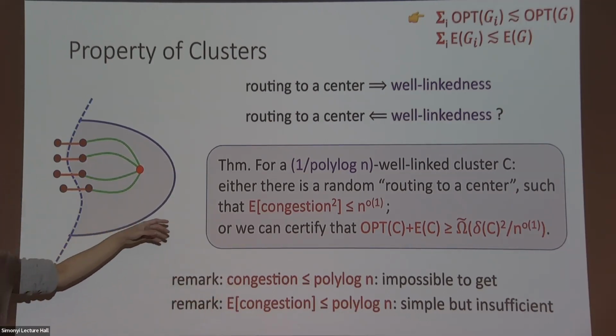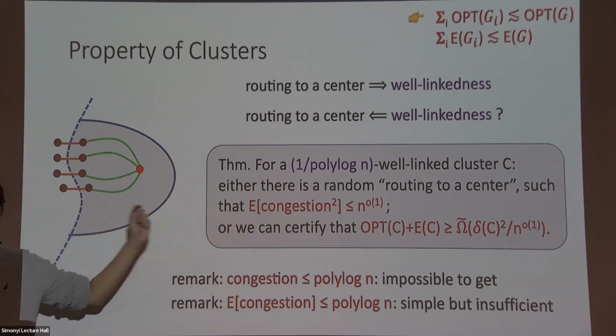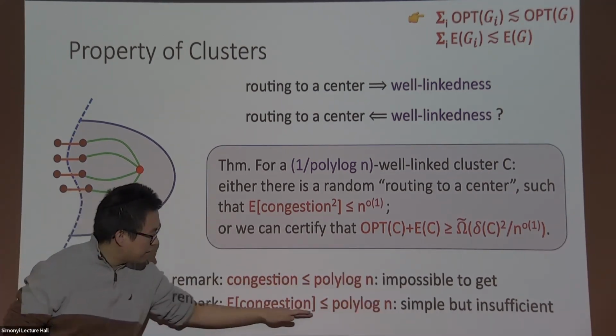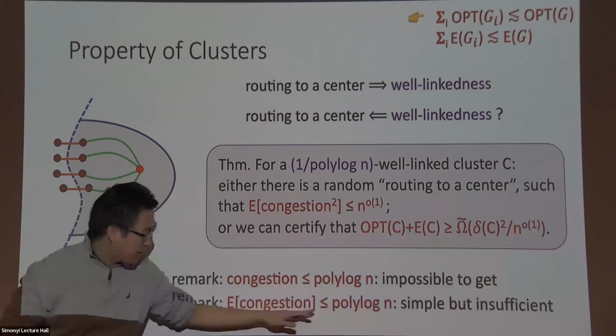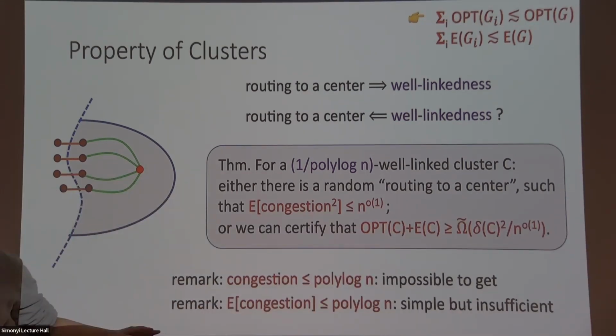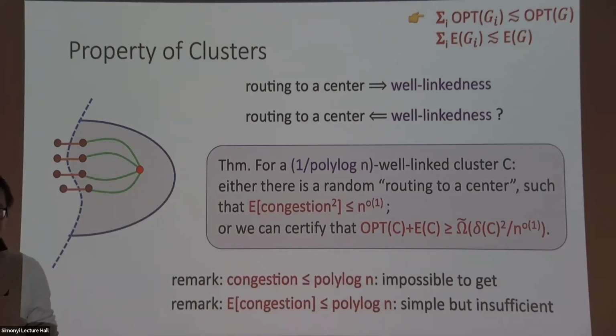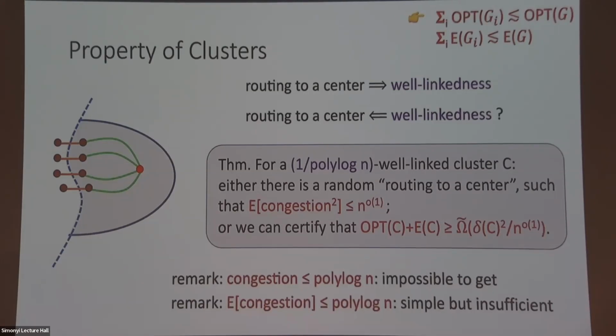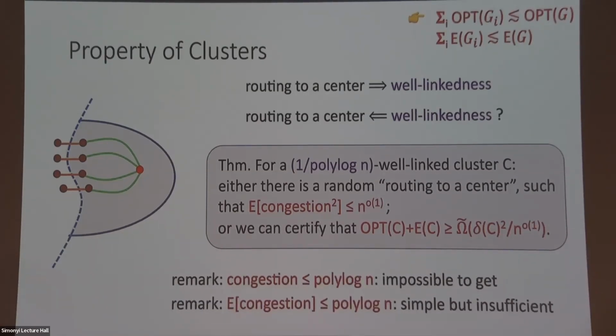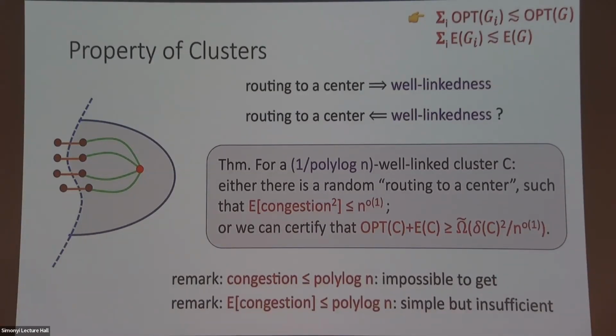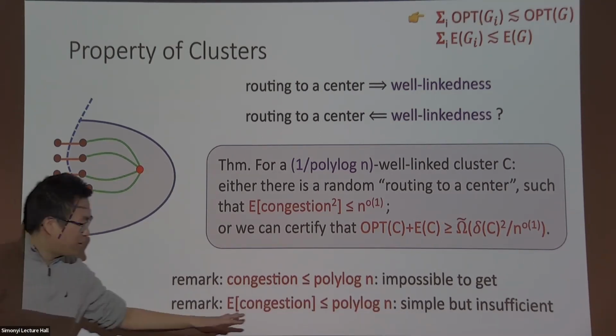We have to do this randomizing. So the expectation of congestion: if we want the expectation of congestion, we can get polylog n, but that is not enough. The expectation of congestion is polylog n. This is just guaranteed by well-linkedness. The well-linked set can send all to all, right? And you randomly pick one of them, and you do not send all to all, but just send to one of them. And this will cause polylog n.